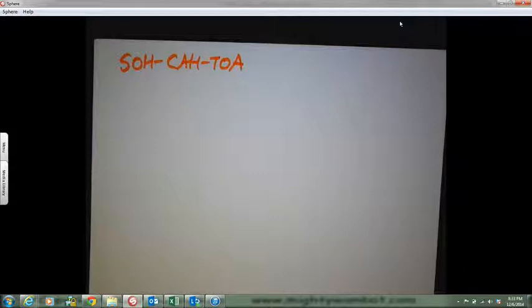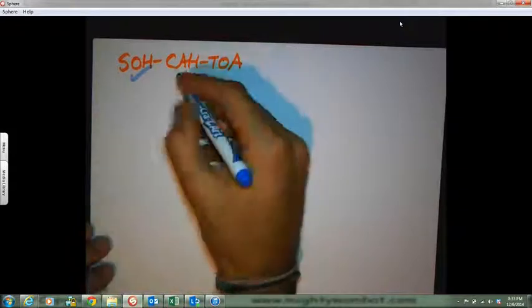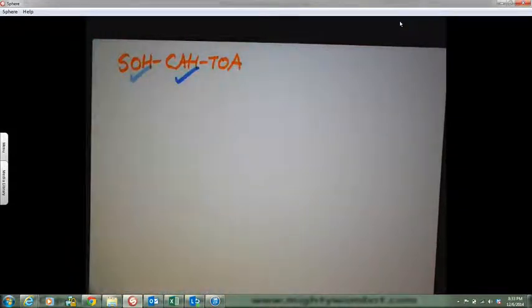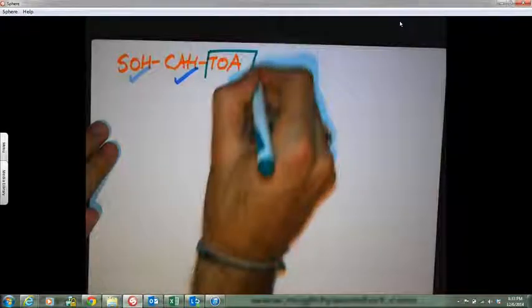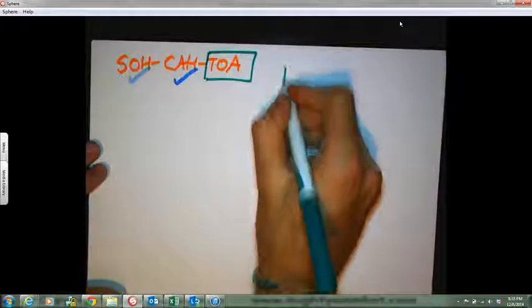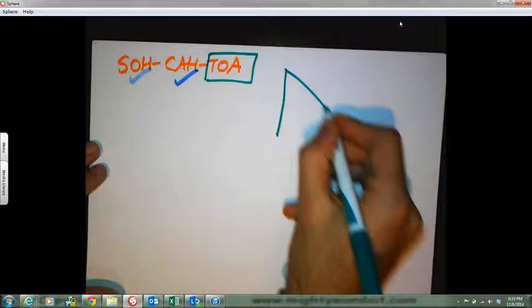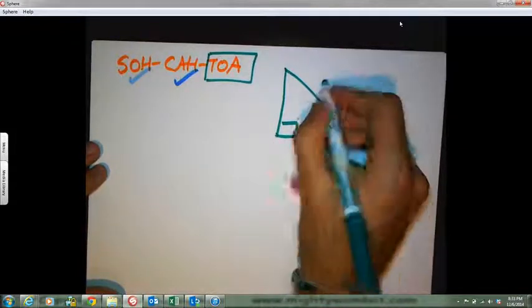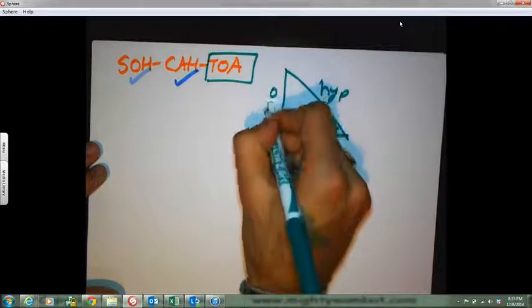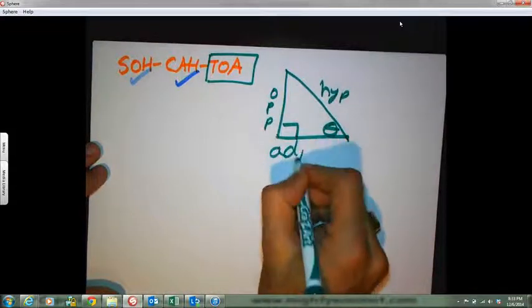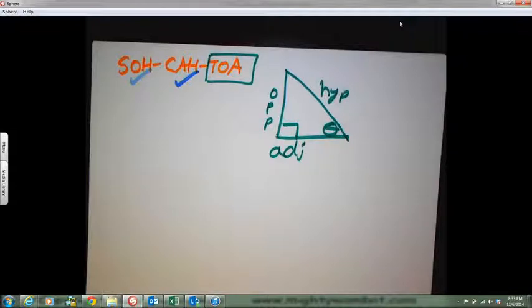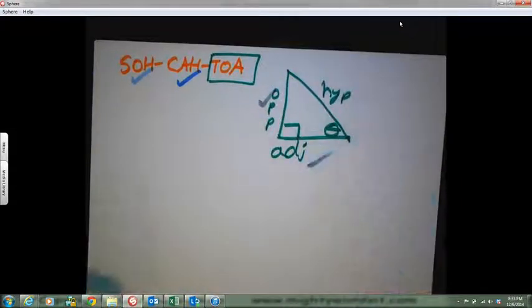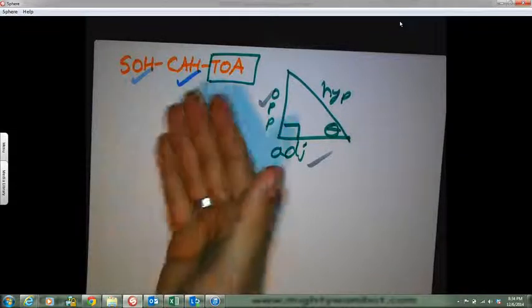We have already talked about sine as opposite over hypotenuse. We've already talked about cosine as adjacent over hypotenuse, but now we want to talk about tangent, which is opposite over adjacent. Let me draw a right triangle just so everybody remembers. Here's the hypotenuse, here's opposite, here's adjacent. So tangent is opposite over adjacent. That's really all there is to it, and now we're just going to use this definition to derive another formula.